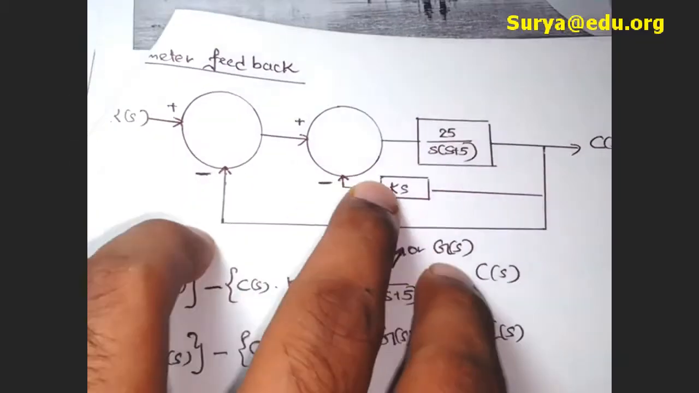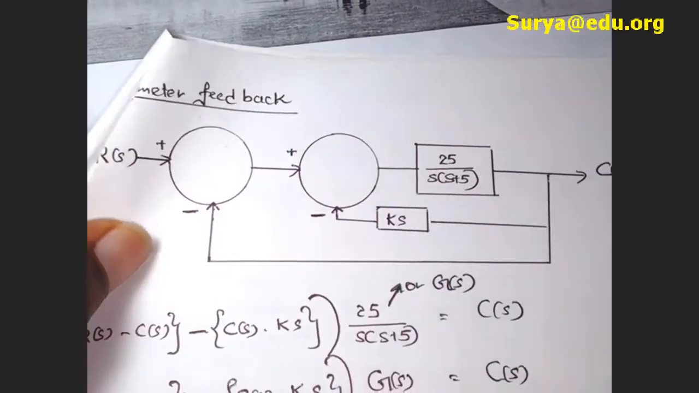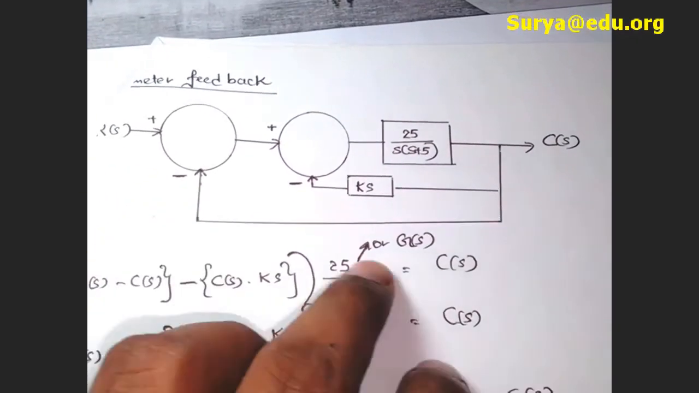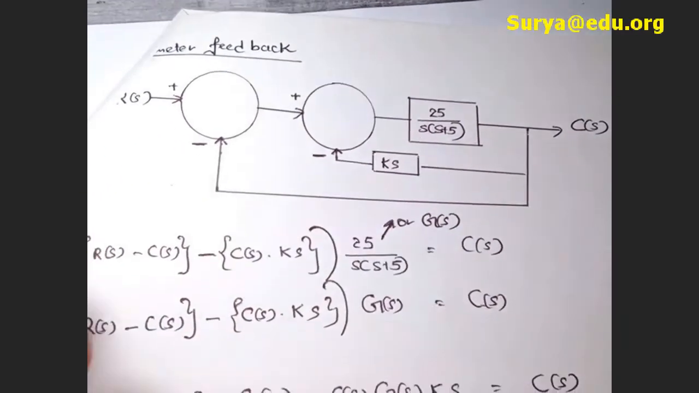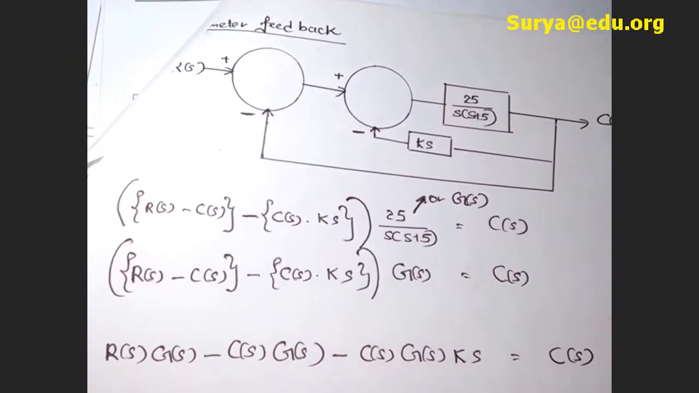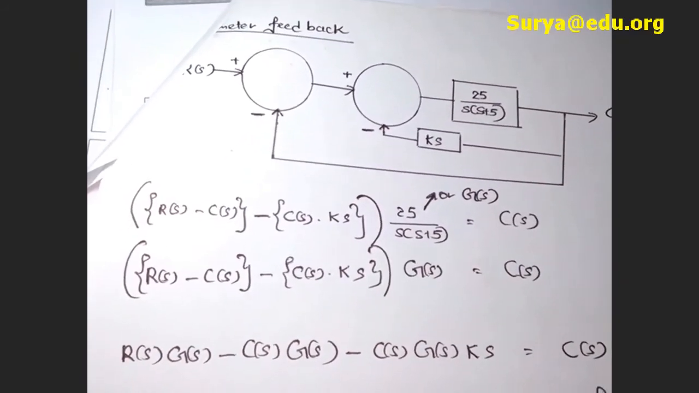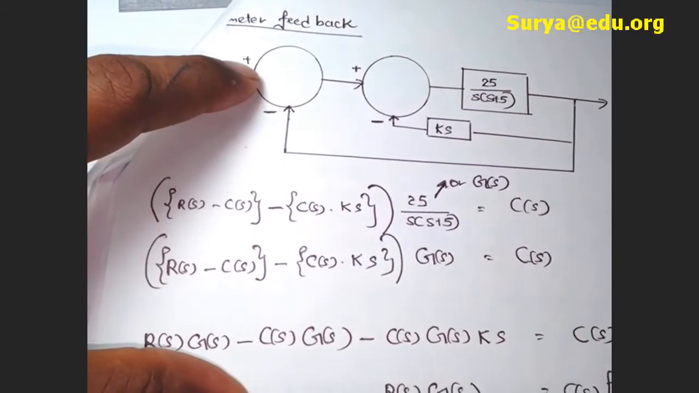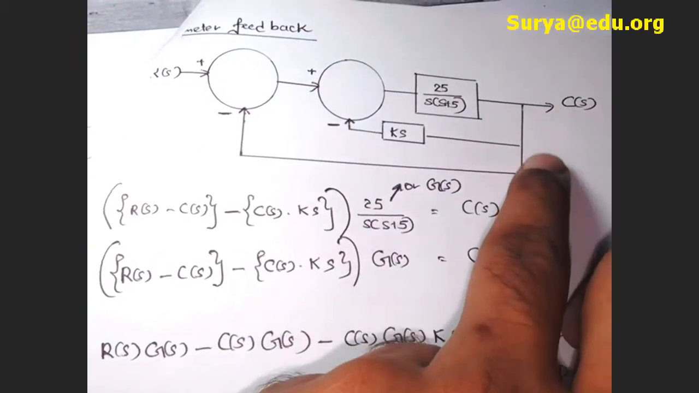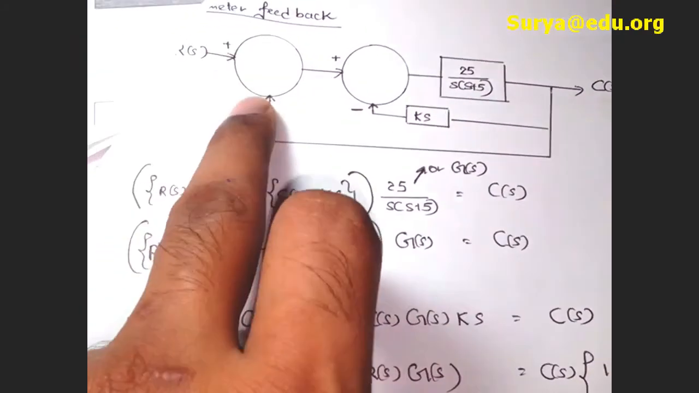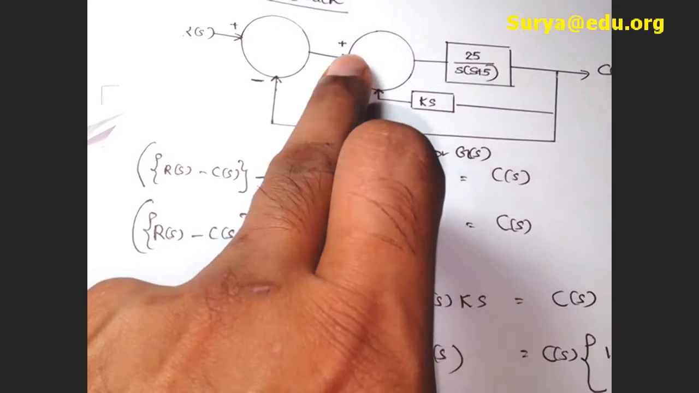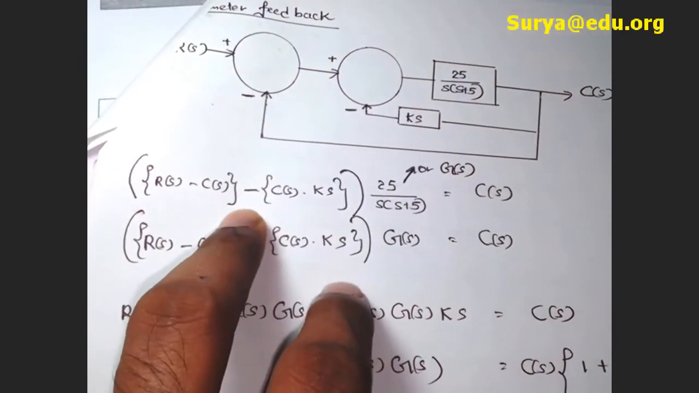See, this is the scenario, right? So now you add in a tachometer feedback. That's it, no problem, right? So this is how it comes, the tachometer feedback. Then how to deal with this? First, this R(s) signal is there, then the output signal comes, C(s), so then there is an arithmetic operation: R(s) minus C(s).